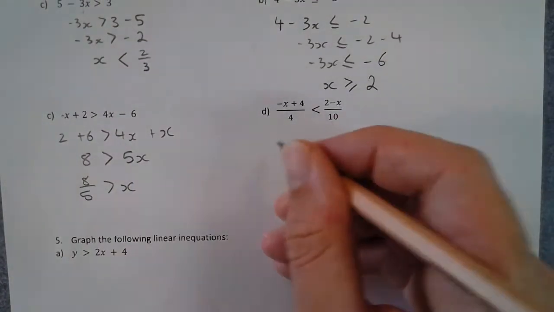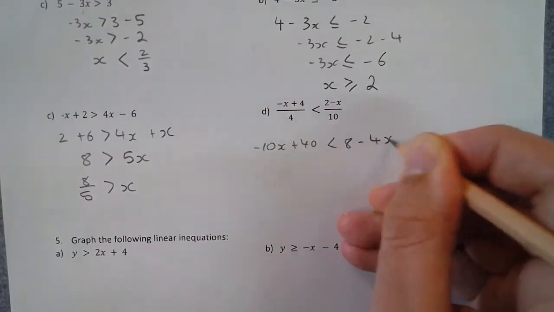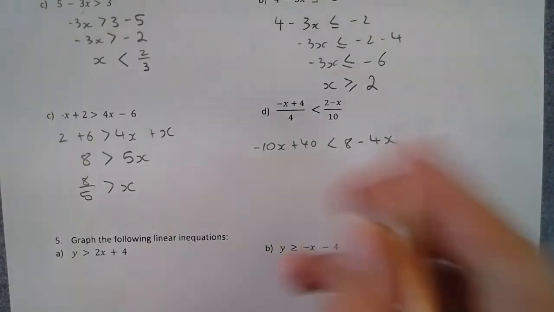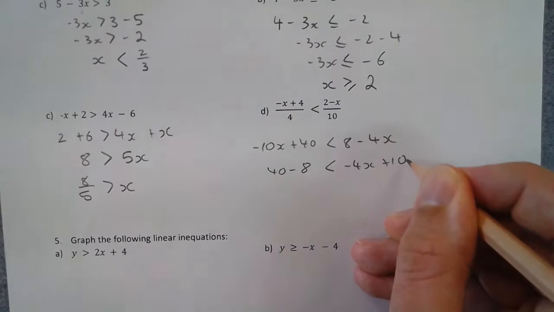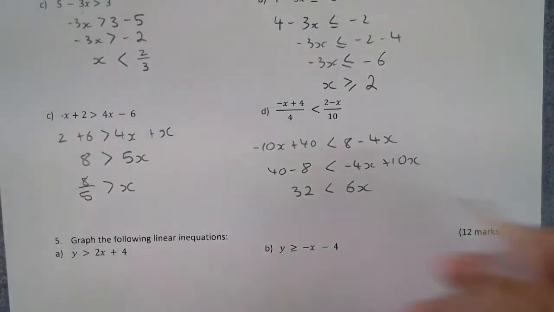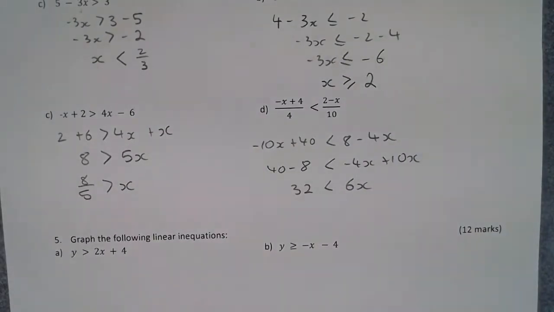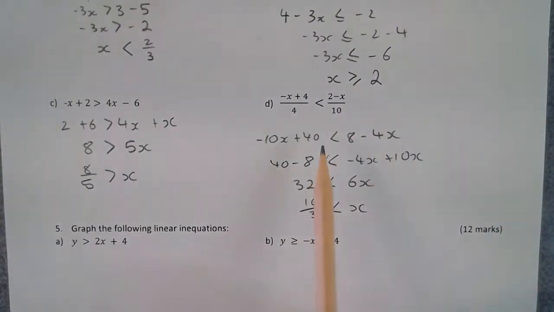Here I'm going to cross multiply, so minus 10x plus 40 is less than 8 minus 4x. I'm going to move the 10x to this side, so 40 minus the 8 is less than minus 4x plus 10x, so 32 is less than 6x. Divide by 6, and you probably want to do that into a fraction. 16 over 3 is less than x. If you did it the other way around, you'd end up having to change the sign halfway through, but I didn't divide by a negative because I kept my variables on the right hand side.